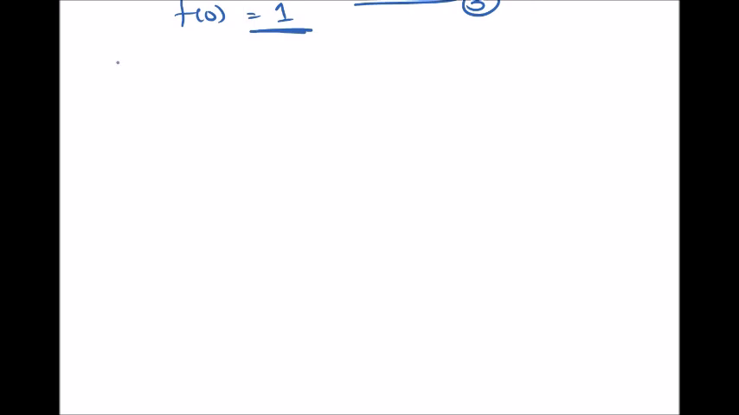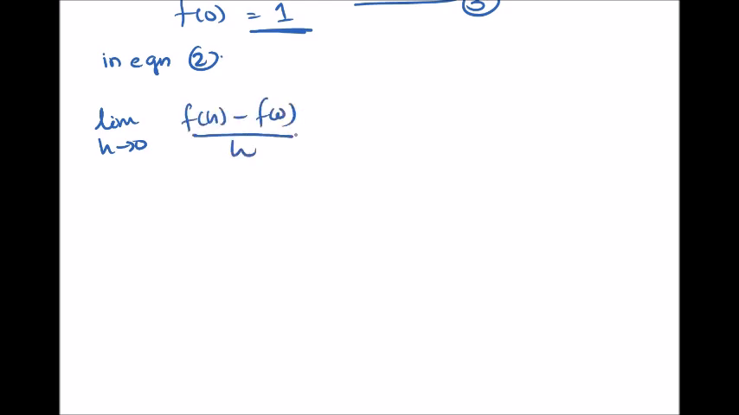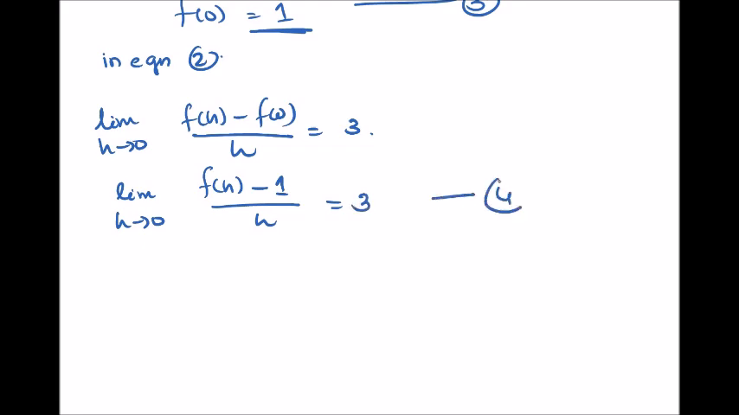Now putting f of 0 is 1 in equation 2. That is limit h tends to 0 f of h minus f of 0 divided by h is equal to 3. That is limit h tends to 0 f of h minus 1 divided by h is equal to 3. So this is marked as equation 4.